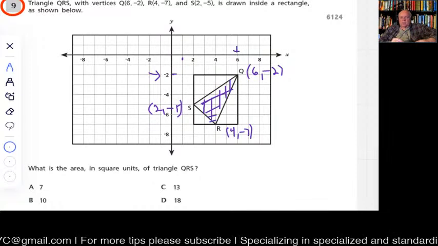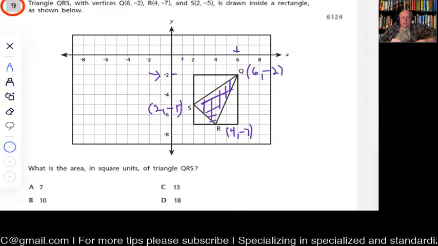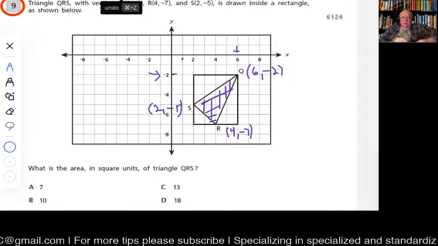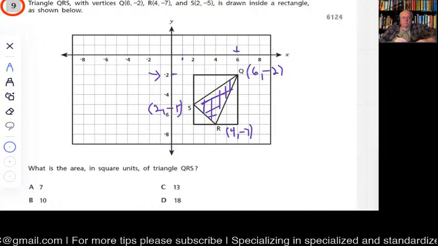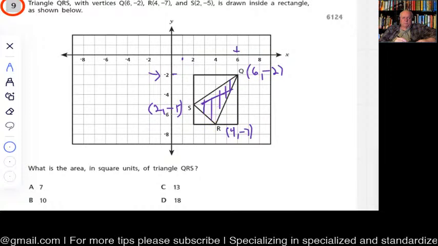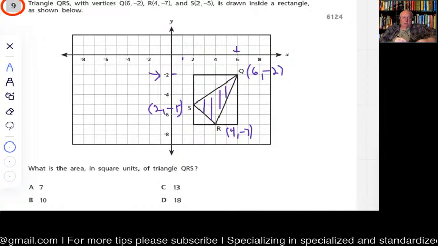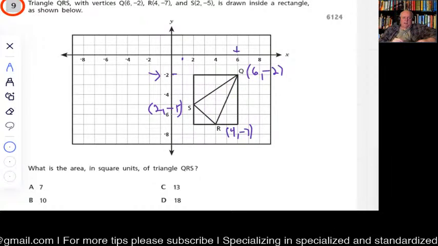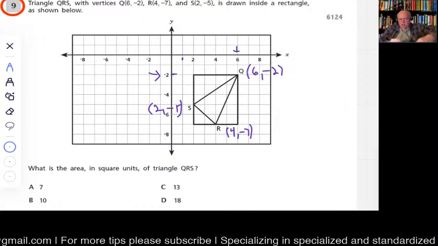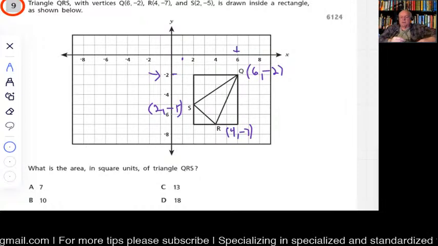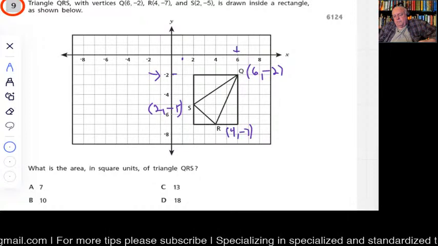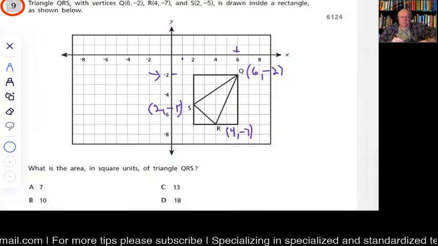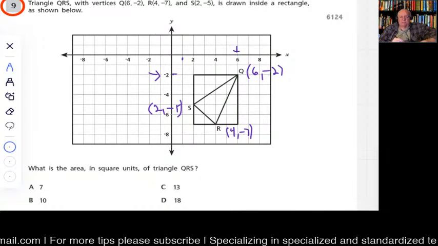And by the way, this could easily be a grade 7 problem, the one I'm doing right now, because there's lots of various ways. So I'm going to unshade that for a second, now that it's clear what we're trying to solve here. Okay, so what is the area of triangle QRS? Well, there's a couple ways to solve this. One way is to just actually count it.